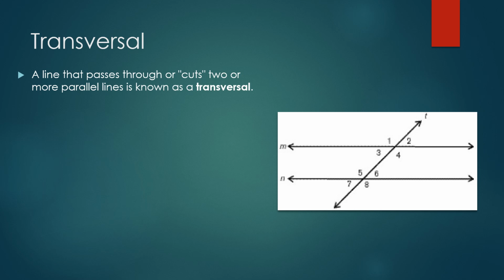So let's talk about a transversal. There are a bunch of other relationships with angles, but we have to talk about a transversal first. A transversal is a line that simply passes through or cuts two or more parallel lines.